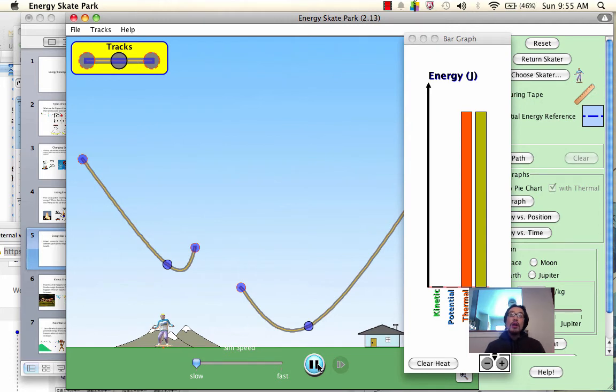Did you see that? Okay. When he slowed down, he lost kinetic energy, and it all turned into thermal energy, and that's because of friction. Between the skateboarder's wheels and grass, there's a lot of friction.